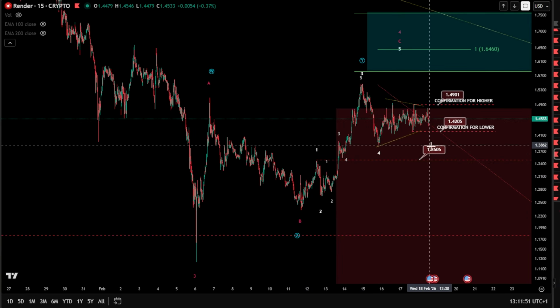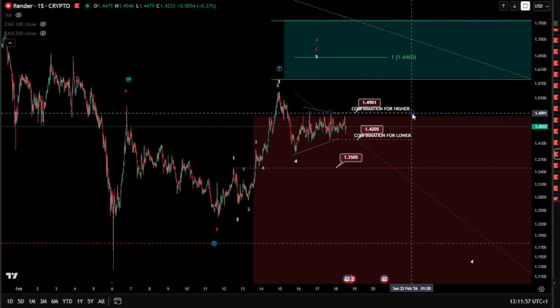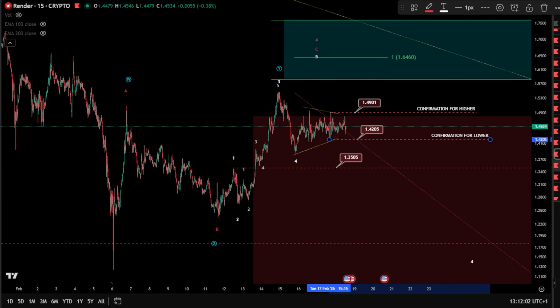So trade safe with it. It's very, very tricky, guys. So we'll see what's going to happen. Anyway, the key levels are exactly over there. We're going to see what is the highest possibility.